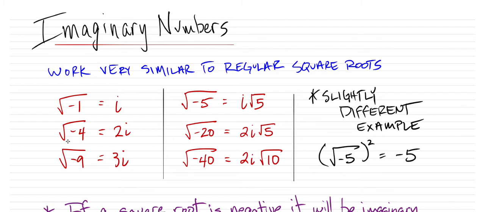Now on the right-hand side in black, that's going to be what we end up doing. It's kind of weird. The square root of negative 5 is an imaginary number, but if you square an imaginary number, it turns into a real number. And that's actually how it's used in electricity.